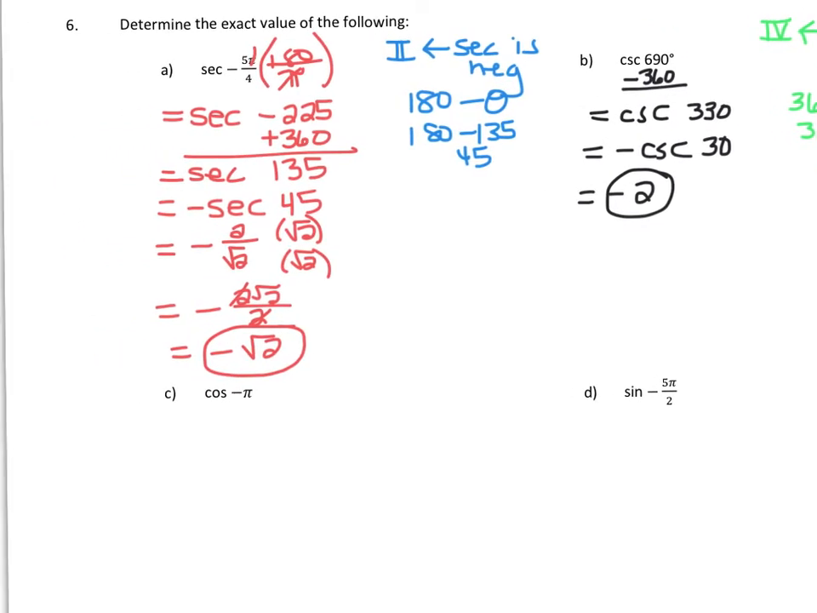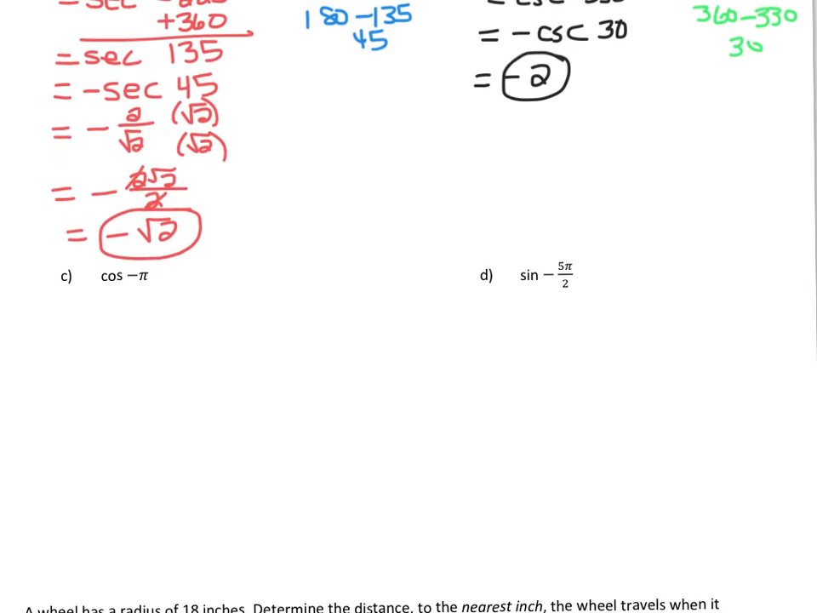All right, letter C. First thing, again, just like in letter A, they give it to us in radians. So to change that to degrees, we're going to multiply by 180 over pi. So look what happens. The pi on top cancels with the pi on bottom. So I'm going to bring down cosine of, and this time it's the angle that's negative, not the trig function. So cosine of negative 180.